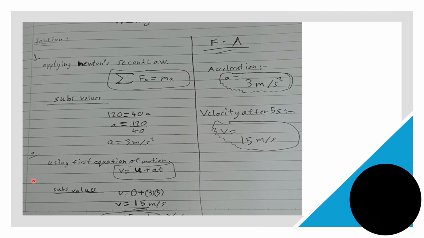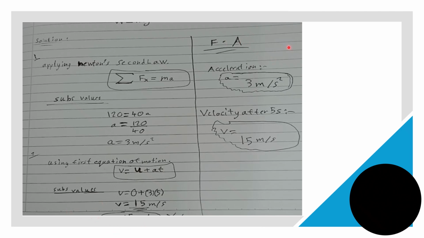Now to determine our velocity, we'll be using the first equation of motion, which is v equals u plus at. Substituting our values in it, the u would be the initial velocity, which is 0 since we're starting from rest, a is the acceleration, as we got it, 3, and t is 5 seconds. All in all, the calculation would be 15 meters per second. That would be our velocity.